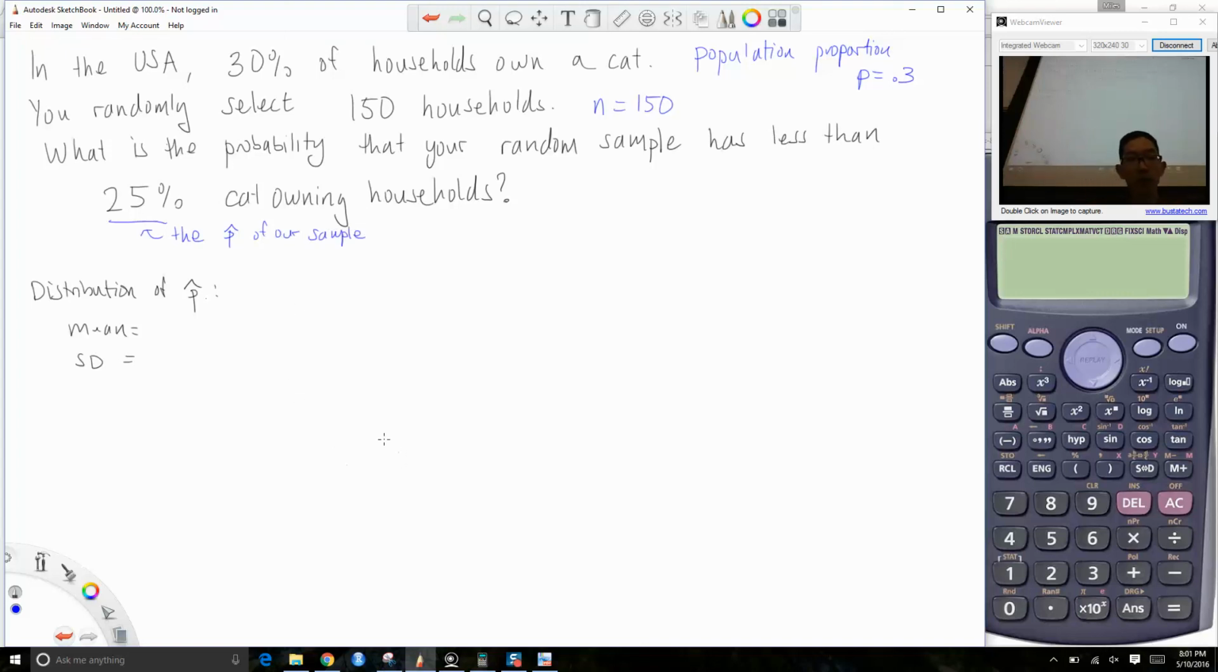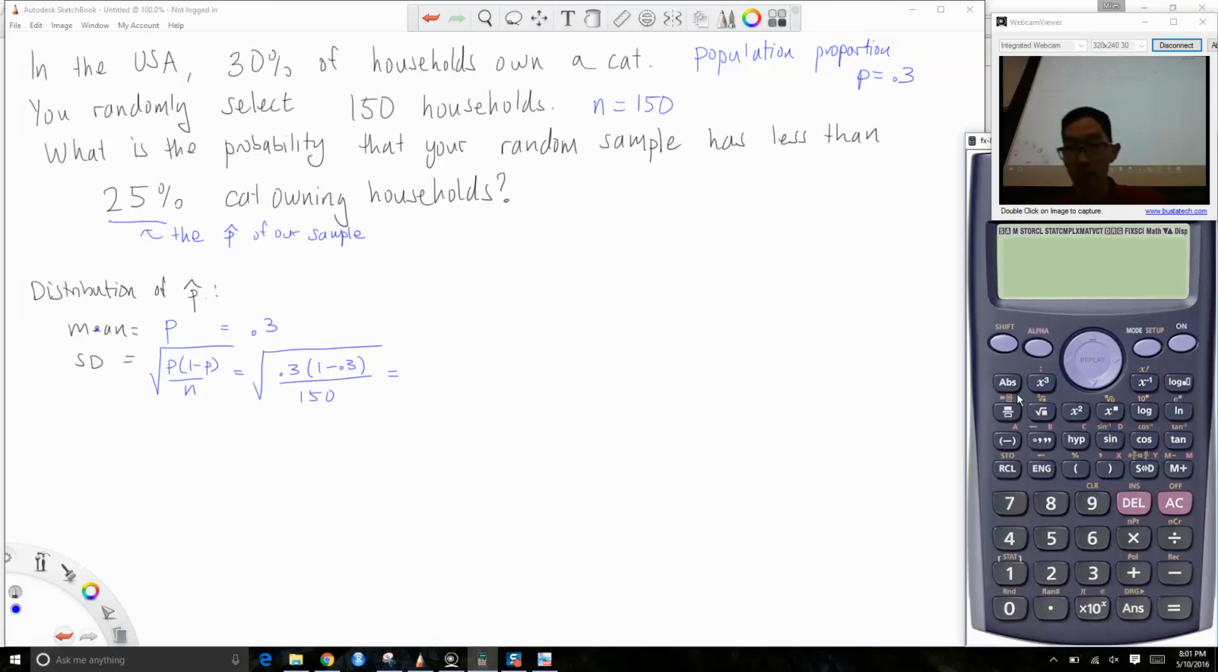Okay, and so when we're talking about the distribution of p hat, the mean is going to be p, and the standard deviation is the square root of p times 1 minus p over n. So our p is 0.3, and our standard deviation is going to be the square root of 0.3 times 1 minus 0.3 divided by 150. I get 0.0374165, okay?